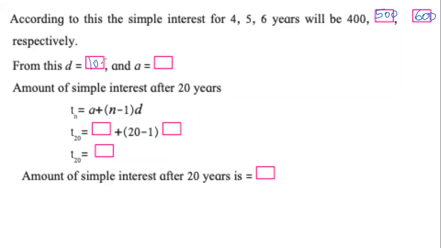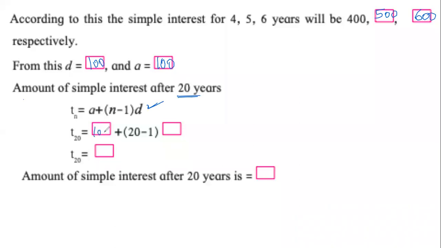D is 100. It is increasing by 100. And A is the first term. First interest was 100. The amount of simple interest after 20 years, that means T20. So T20 can be found out by using this formula.